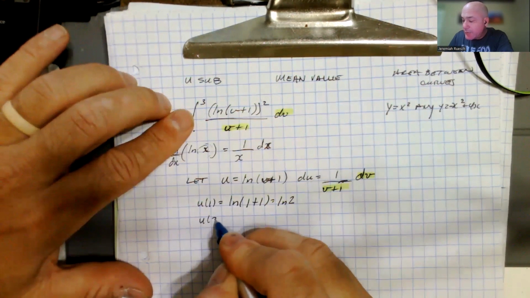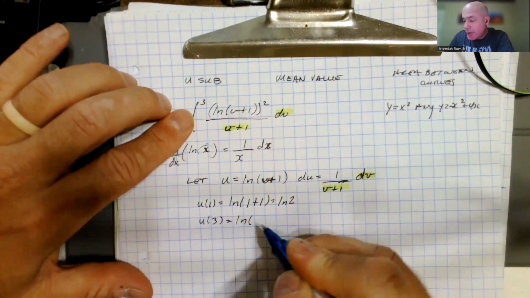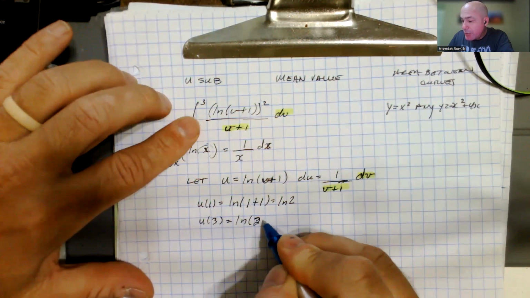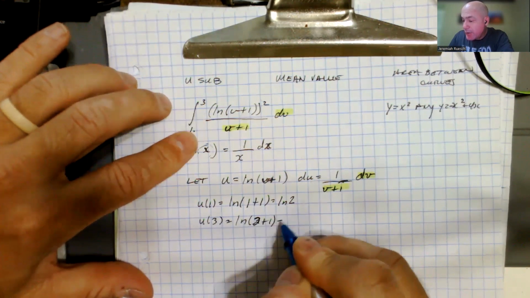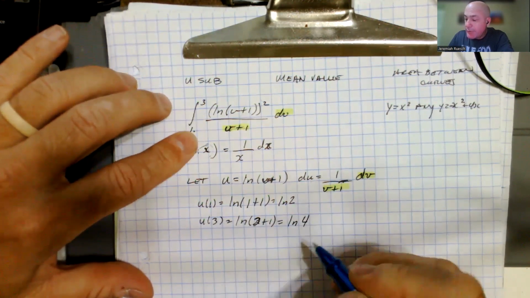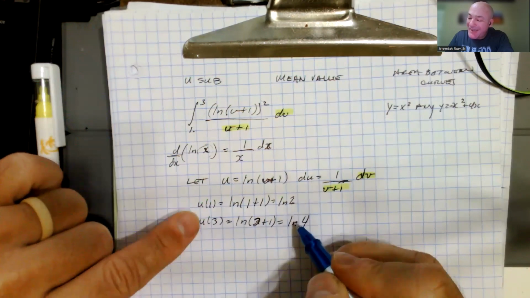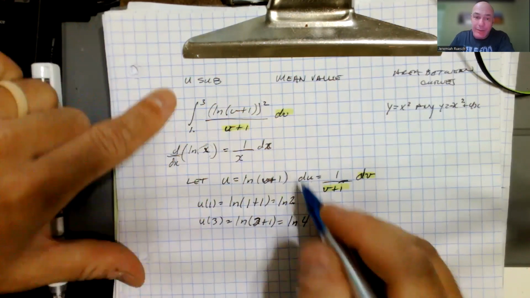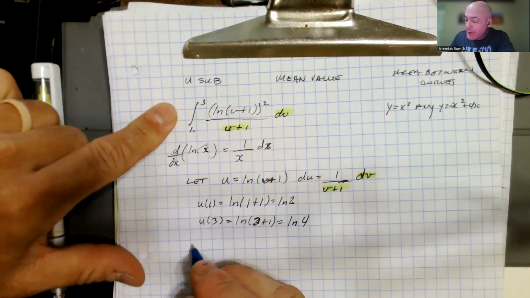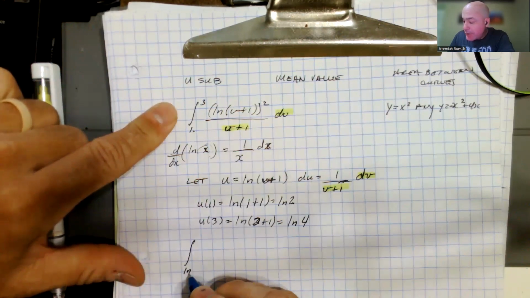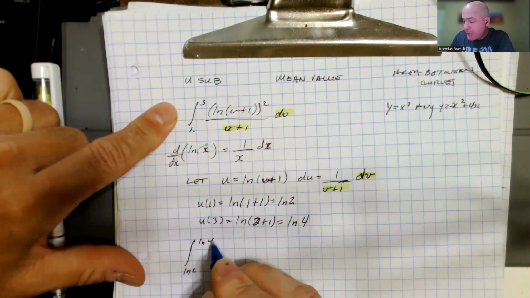And my u of 3 is going to equal the natural log of 3 plus 1, which is equal to the natural log of 4. Okay, so that's my upper bound and my lower bound. So I'm going to rewrite this integral now with all the information plugged in. The upper and lower bounds are natural log of 2 and natural log of 4.